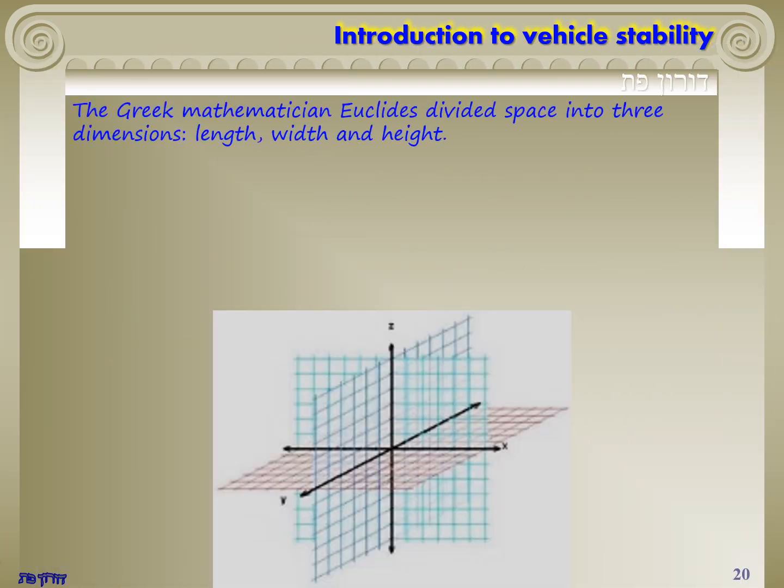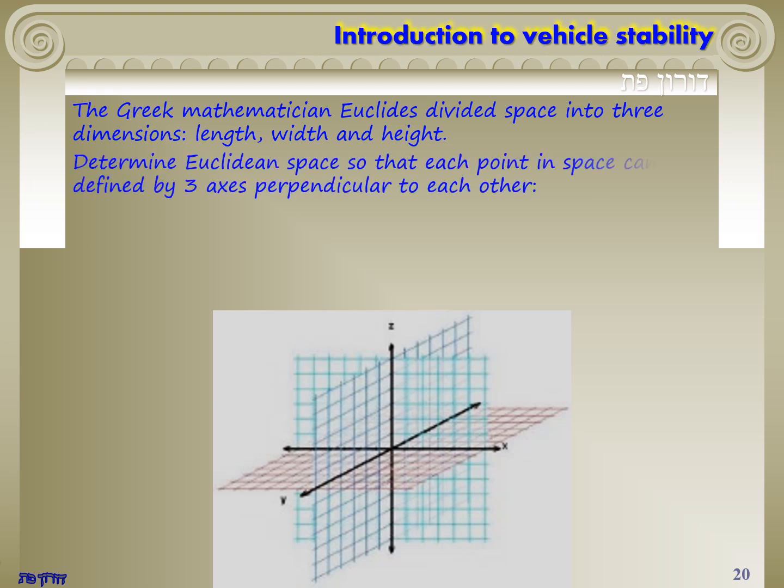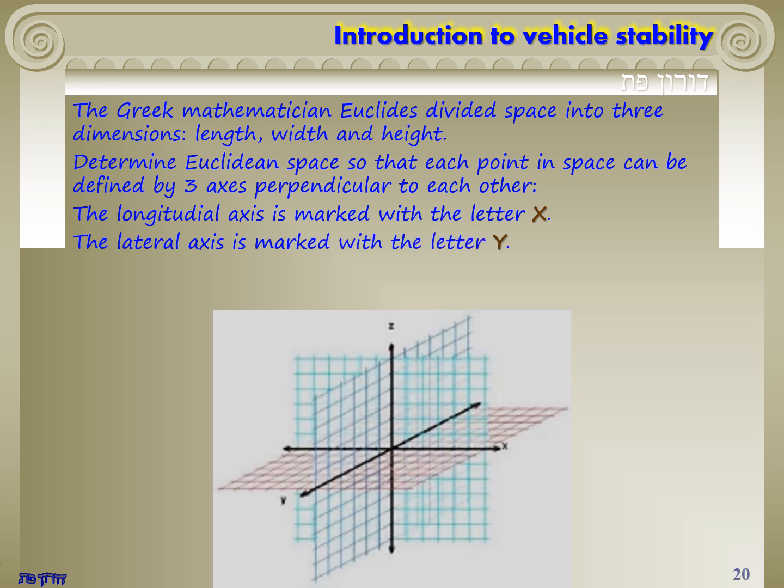The Greek mathematician Euclides divided space into 3 dimensions: length, width, and height. Euclidean space is determined so that each point in space can be defined by 3 axes perpendicular to each other. The longitudinal axis is marked with the letter X. The lateral axis is marked with the letter Y. The height axis is marked with the letter Z.